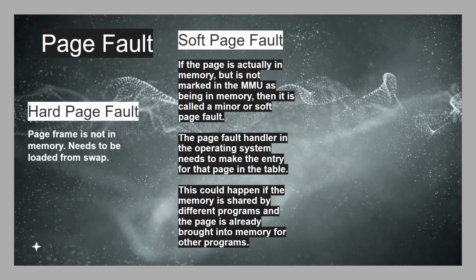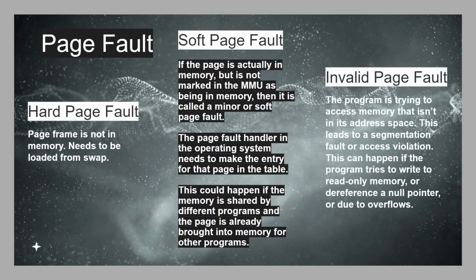Well, for example, if you have read-only shared memory, so a library that's been loaded up, actually it's already there in memory. You don't need to actually go and load anything. You just need to tell the MMU, hey, actually the library you're looking for is mapped over here at these addresses. So that's a soft page fault.